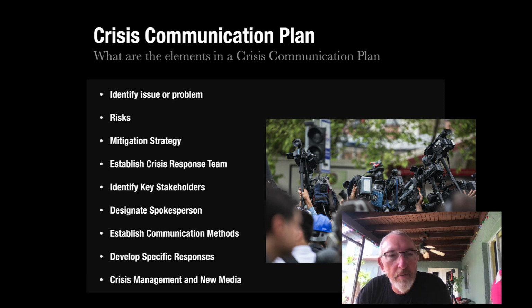So the elements of that plan are to identify the issue or problem, what are the risks, what's the mitigation strategy, to establish a crisis response team, to identify key stakeholders. That's important because your messaging needs to go back to the key stakeholders, who the spokesperson is, establish the proper communication methods, develop specific responses. Again, this goes back to the stakeholders. Are your messages ubiquitous to all stakeholders, or do they need to be tailored to different stakeholder groups? And ultimately to think of this in terms of new media.